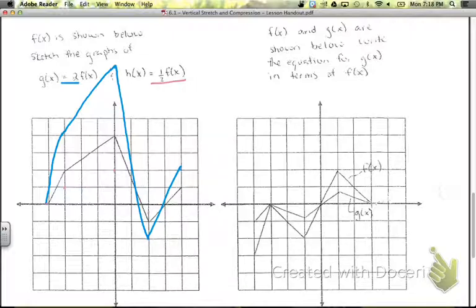Now we can go ahead and connect those points. Again, if you have a ruler, please use it. So you notice that one has been compressed. It looks a little bit shorter and fatter.